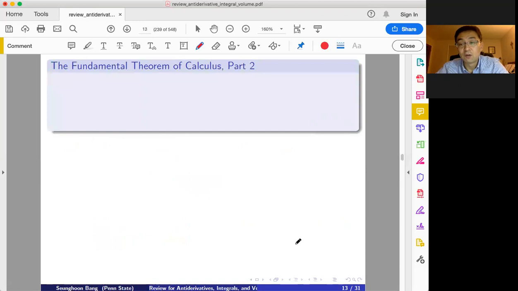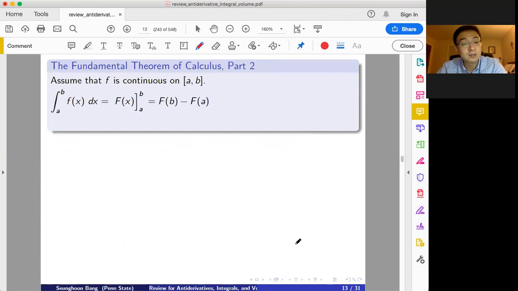Next, the fundamental theorem of calculus part 2. This is very useful. Assume that little f is continuous on the closed interval a, b. Then the integral from a to b of f of x dx is the capital F of x from a to b, capital F of b minus capital F of a. You can find the antiderivative. This is the idea, where capital F is any antiderivative of f.